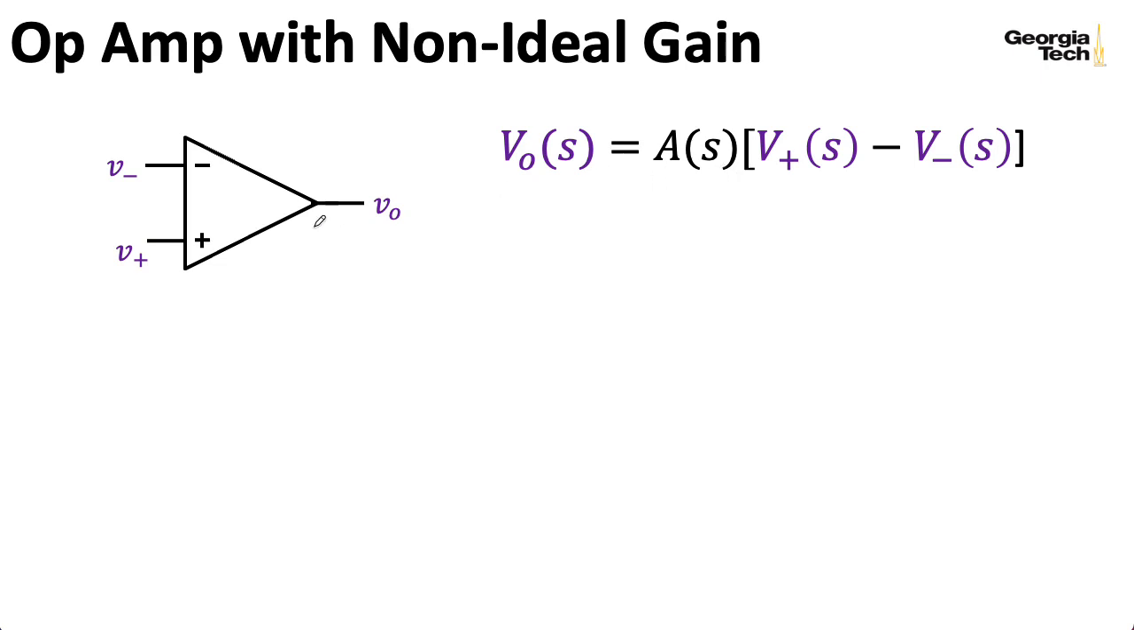So we're going to assume that the gain of the amplifier has a frequency response of some sort, and we're going to express that in the Laplace domain as this function capital A(s). If you're not familiar with this Laplace domain notation, you can just imagine that s is a placeholder in which we're going to plug in j omega.